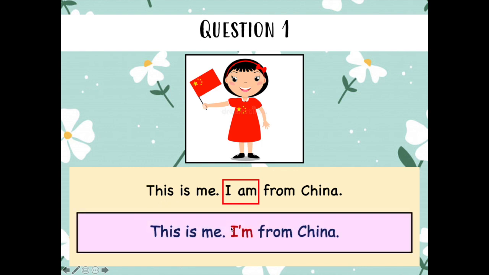So this is the answer. You just copy this is me, and then instead of you write I am here, you need to change this one into contraction. It will become I'm, okay, I'm. And this is the sentence, this is me, I'm from China. Okay, that is how you do this activity. Next is question 2.